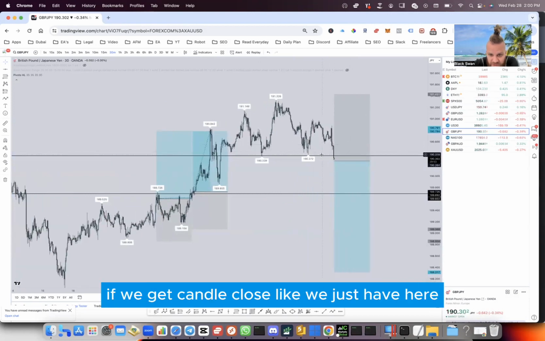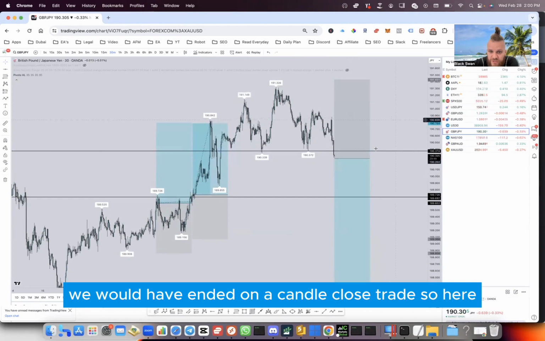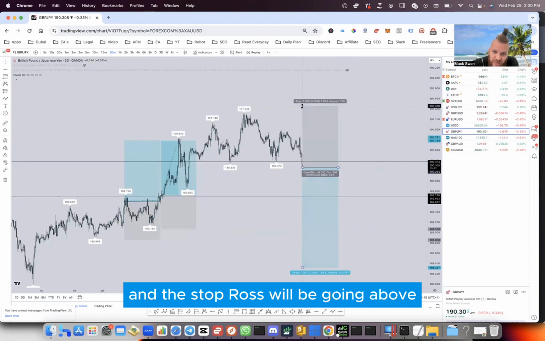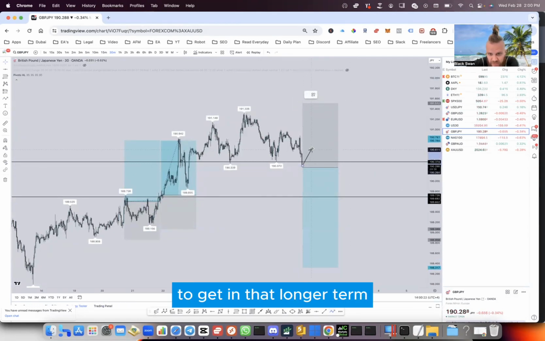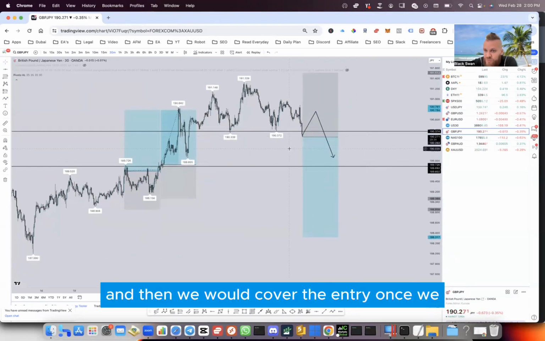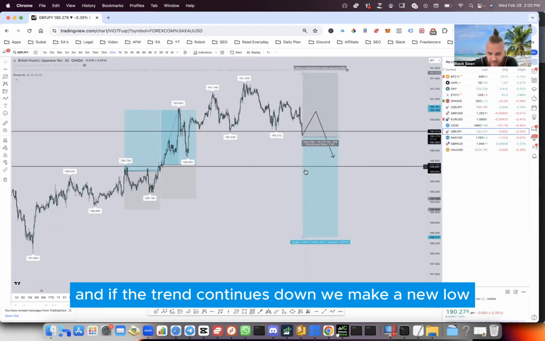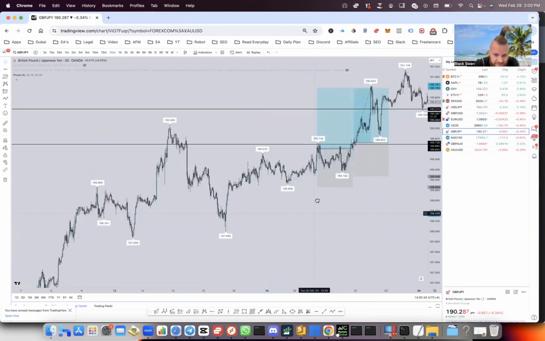If we get a candle close like we just have here, we would have entered on a candle close trade through here, because we've just broken this previous pivot point here, and the stop loss will be going above the swing high here, which is the safest stop loss with a buffer to get in that longer term, probably going to get a pullback, and then price comes somewhere else. And then we would cover the entry once we get X amount of pips, and we would continue to go down. And if the trend continues down, we make a new low, and then we'd start to trade in the opposite direction.